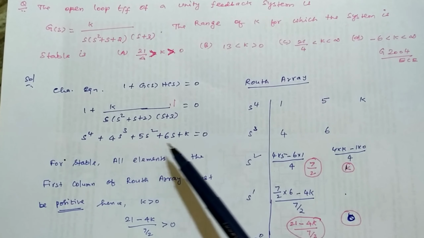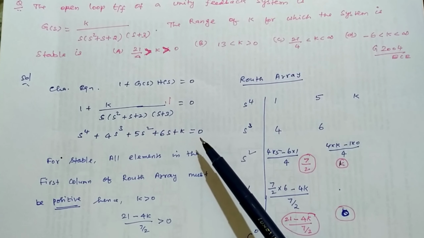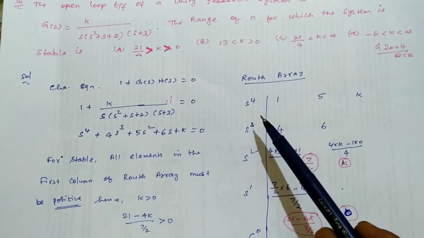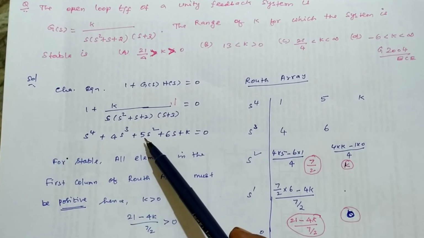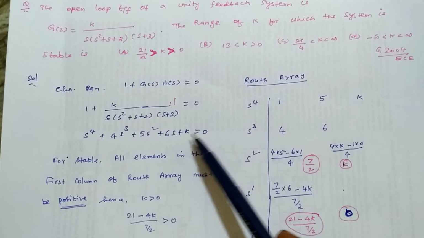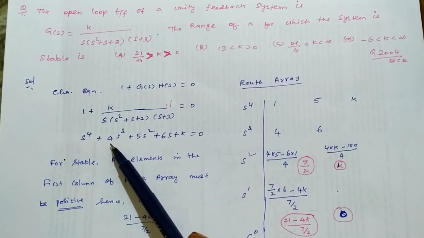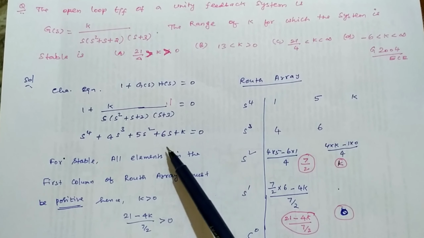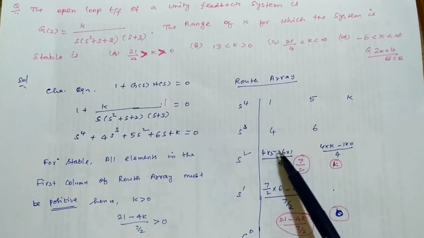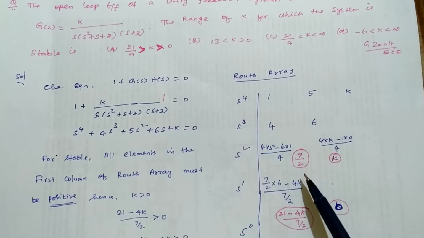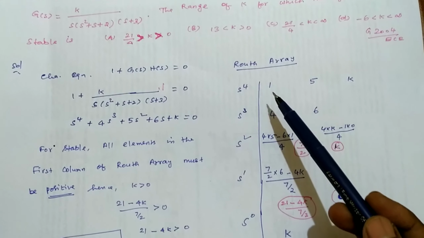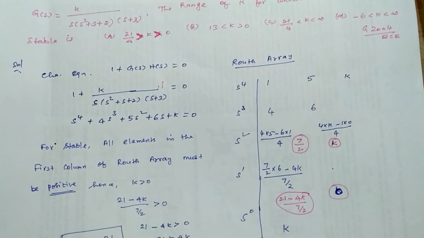So we formulated the characteristic equation, then form the Routh array: s power 4, then s power 2, then s power 0. Then the s power 3 term is 4, then s power 1 is 6. Just applying the Routh array principle and simplifying the terms, we have the answer like this.